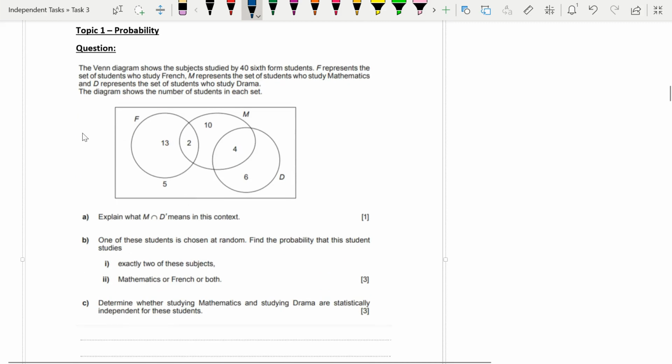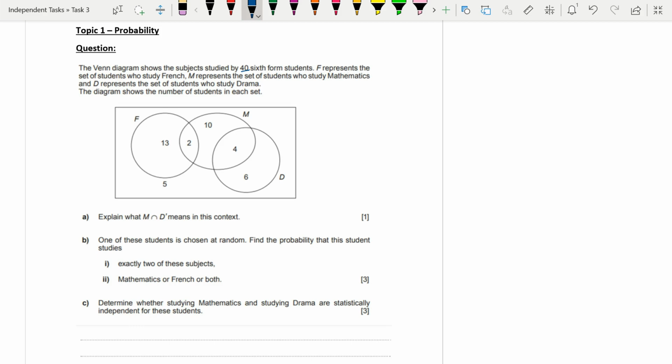Right, in question 1, we're looking at a lot more WJC questions now. So I've got the Venn diagram. It's the subjects studied by 40 sixth form students. F represents the set of students studying French, M represents the set of students who study maths, and D represents the set of students who study drama. The diagram is shown below. So here's my diagram here. Now you'll notice I've got some that overlap and some that don't. So for example, F and D don't overlap, which means these two would be mutually exclusive, whereas M overlaps with both of them.